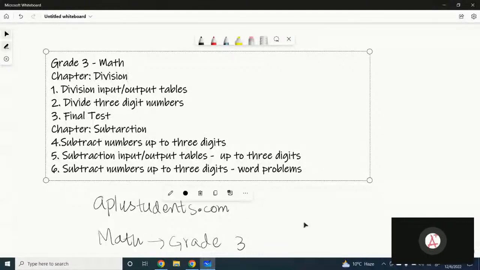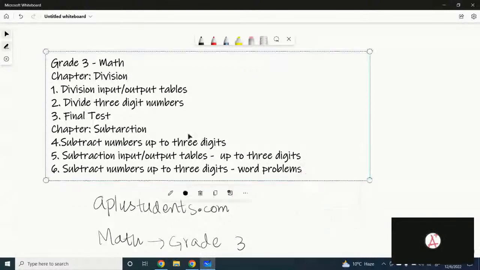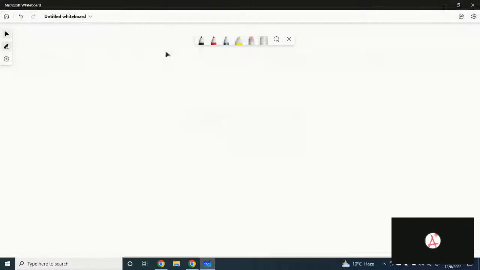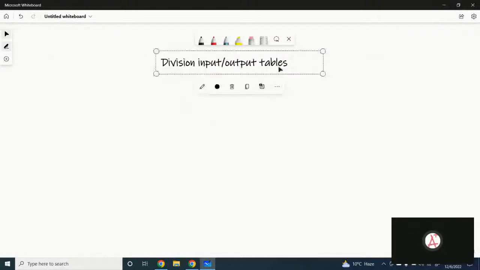Let's just start with the new lesson, that is the first lesson, division input output tables. Nancy, please fix your internet connection because everyone can hear me. Okay, let's start with the first lesson, that is division input output tables.